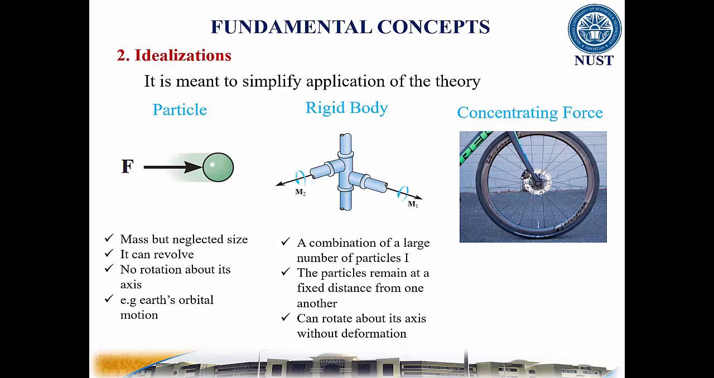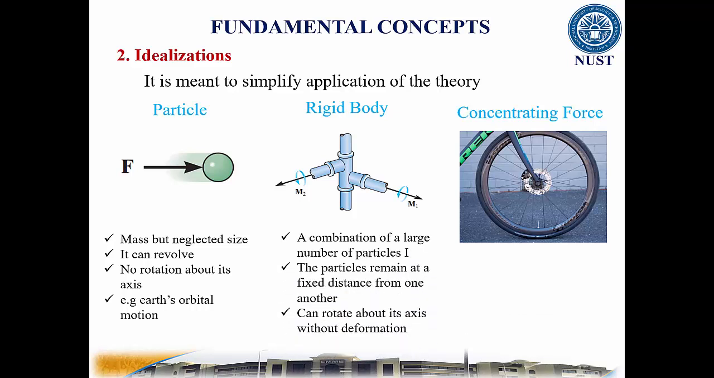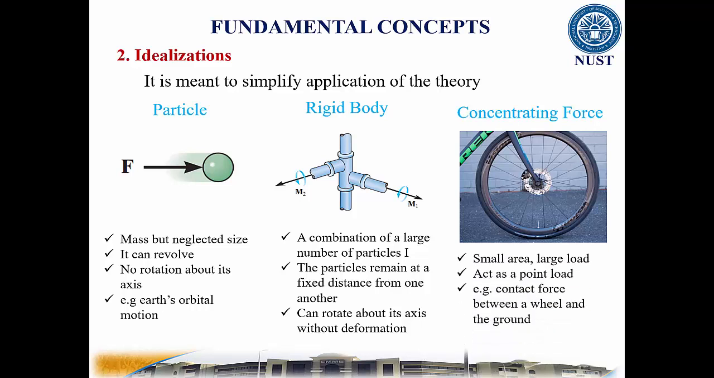A rigid body can be considered as a combination of a large number of particles in which all the particles remain at a fixed distance from one another before and after load exertion. It can rotate about its axis without any deformation. A concentrated force is considered when the area over which the load is applied is very small compared to the overall size of the body. It represents the effect of load at a point on a surface. An example is the contact force between a wheel and ground.